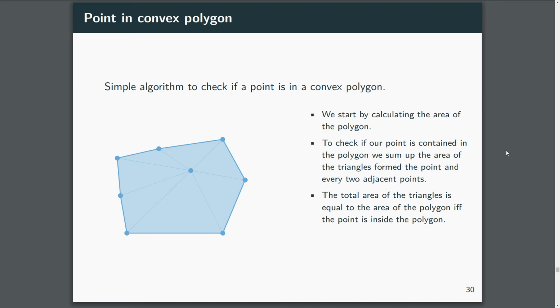Just as a reminder, what was our formula or method for calculating the area of a polygon? The cross product divided by 2.